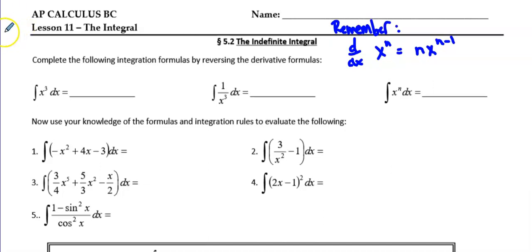Hello everyone, welcome to lesson number 11 for BC Calculus. In this lesson we're going to talk about the indefinite integral and the definite integral.